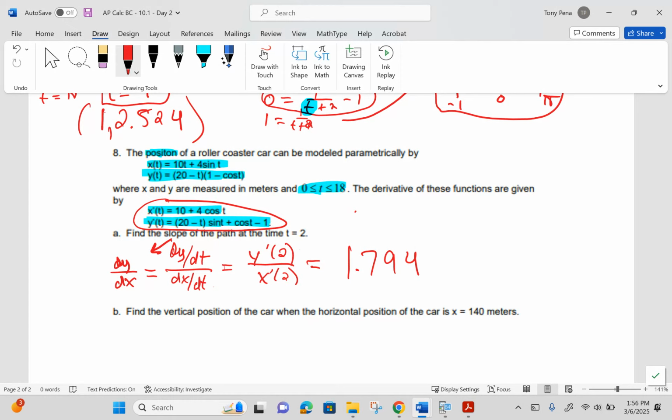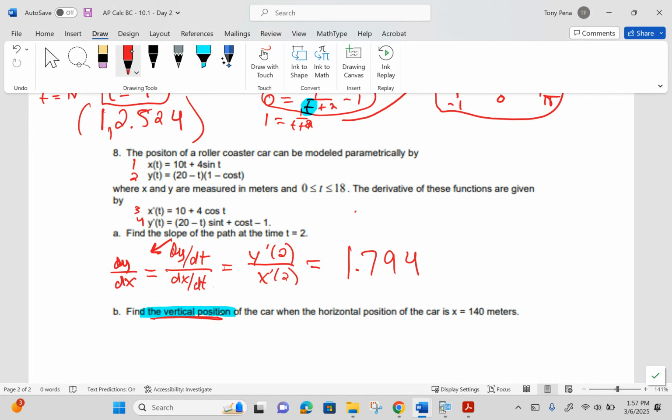All right, letter B. Let's get letter B done. And again, this is why I like this question and why I liked it when they took it this year. When it says find the vertical position, you now have 4 different equations. You have this equation, we'll call that 1, 2, and then these are 3 and 4. Of those 4 different equations, which one is the vertical position? 1, 2, 3, or 4? 2. y of t is your vertical position.